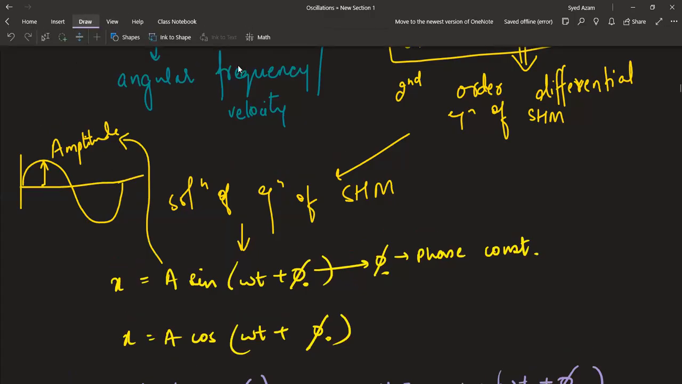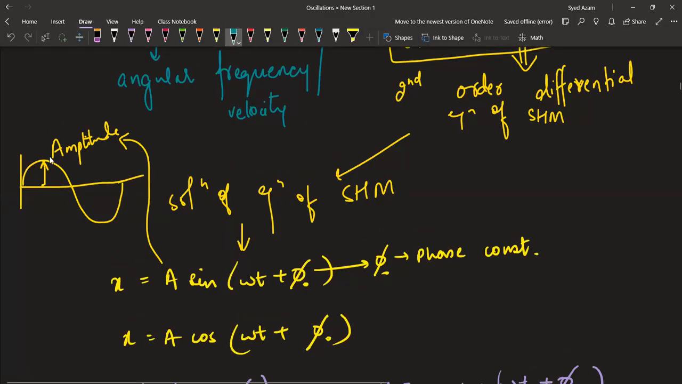Now suppose I draw two waves. This is one wave and second wave is this. Can you see there is a difference in the angle also between the two waves? That is the phase difference between the waves. So this phase difference is called the phase constant. Phi naught is representing basically this angular difference between the waves.